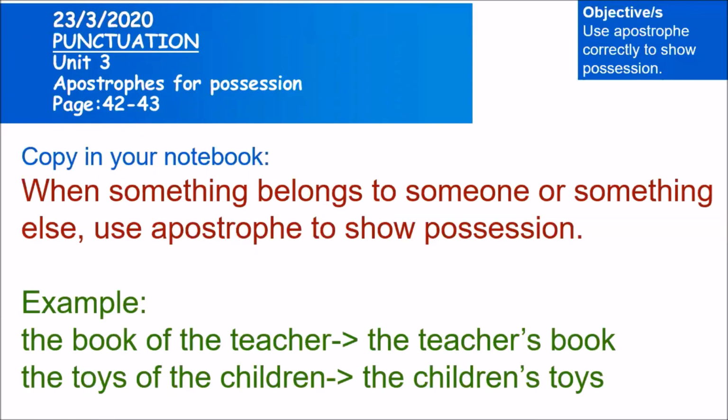Now let's have a recap. When something belongs to someone or something else, use apostrophe to show possession. Examples: the book of the teacher, the teacher's book; the toys of the children, the children's toys.